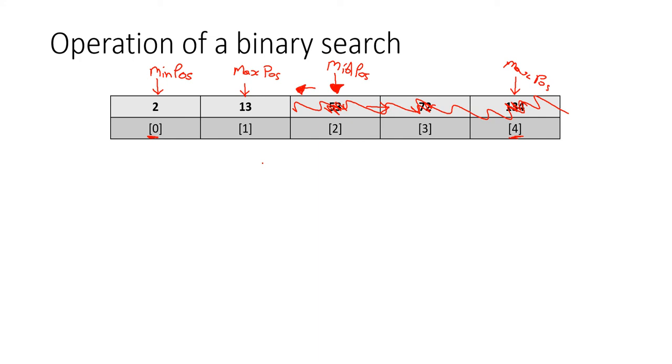So the minimum position it could be is 0, the maximum position it could be 1, and we try and find the mid of that. So we have min pos plus max pos, so that's going to be 0 plus 1, which is 1, divided by 2, which would give us a half. But if we're storing it as an integer, it would just give us 0. So our midpoint would also be here as well.